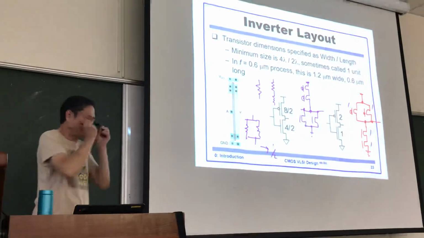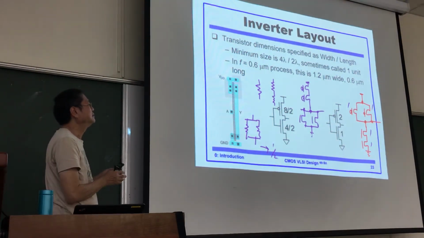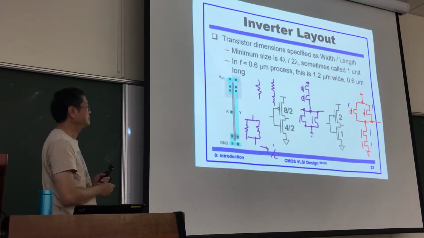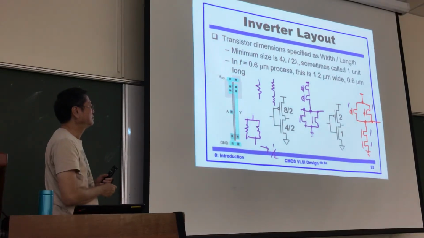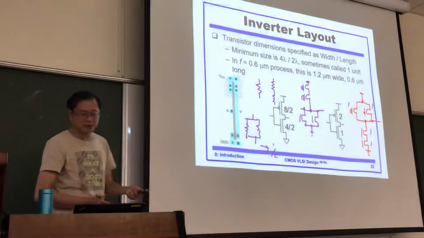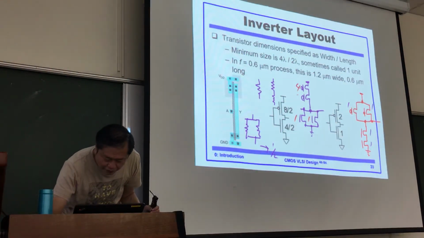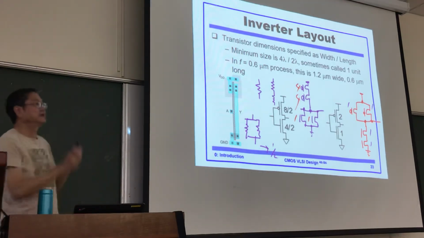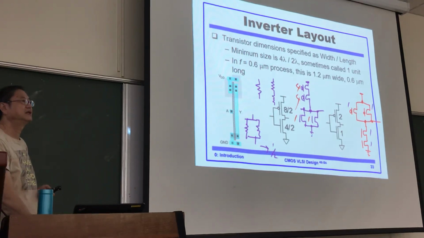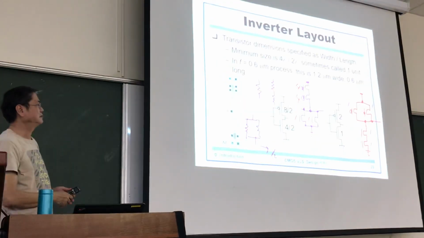But I said PMOS transistors need double the width. But again, they are also connected in serial. So it's going to be 1, 1, and 4. Okay? Think about it. We can come back and discuss it this week.